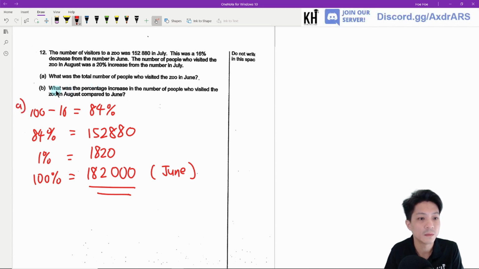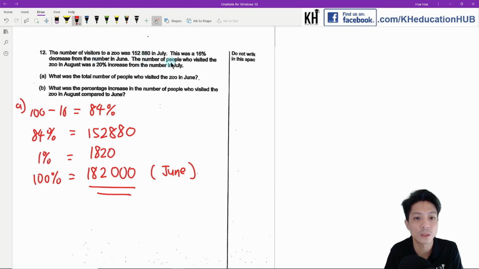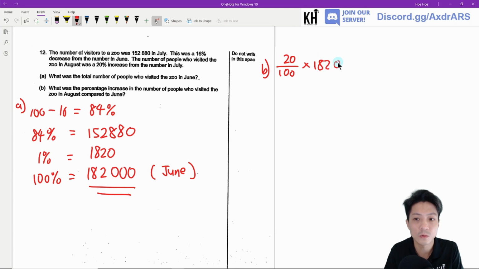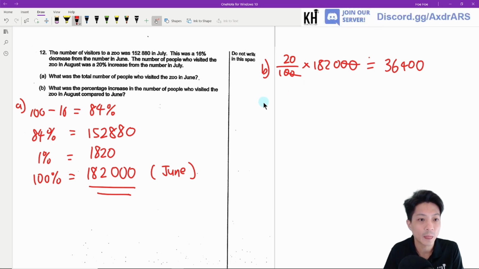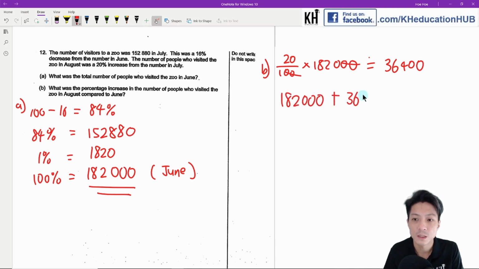Okay, for part B, what was the percentage increase in the number of people who visited the zoo in August compared to June? The number of people who visited the zoo in August was a 20% increase from the number in July. So for part B, I'm going to do it here. If I want to increase it by 20%, I can find what is 20% of 182,000. Okay, this is going to give me 1820 times 20, 36400. So the next step will be 182,000 plus 36400.